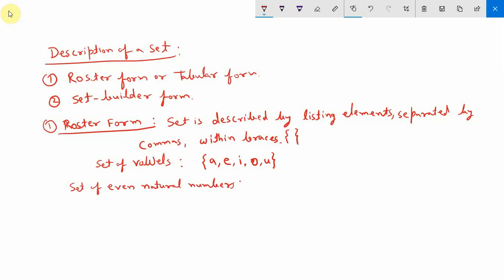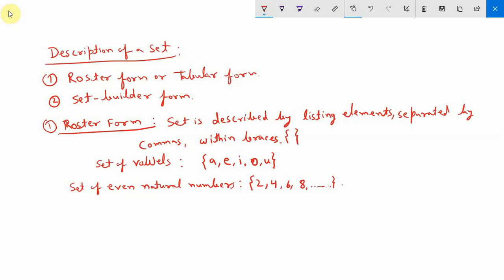So this we can write as even natural numbers means 2, 4, 6, 8, and so on. See, this dots stands for and so on, because we cannot write all the elements of even natural numbers.